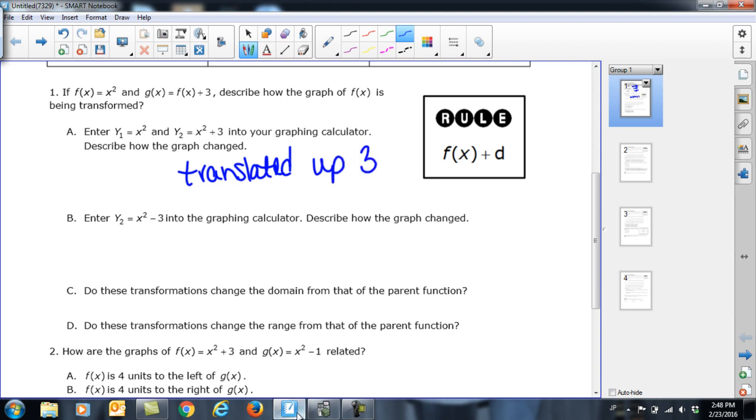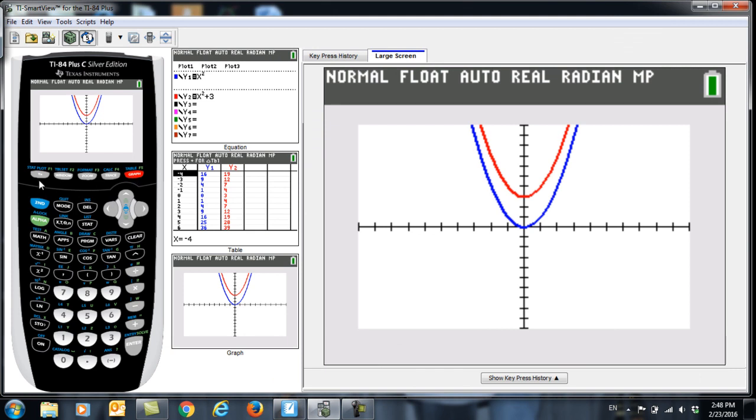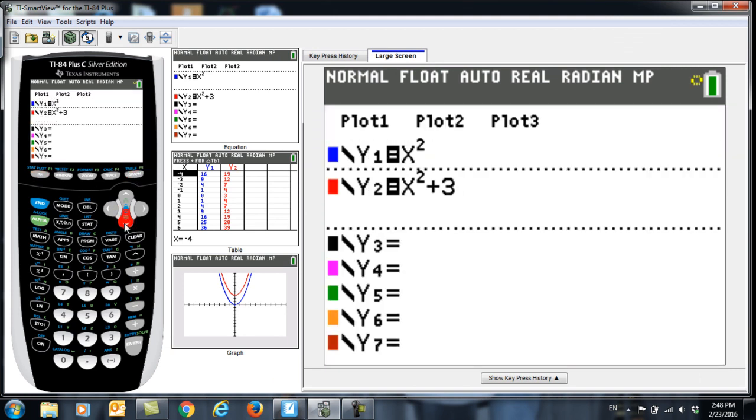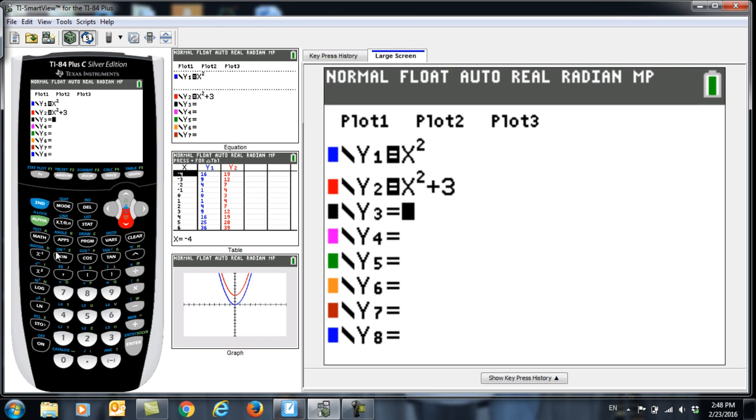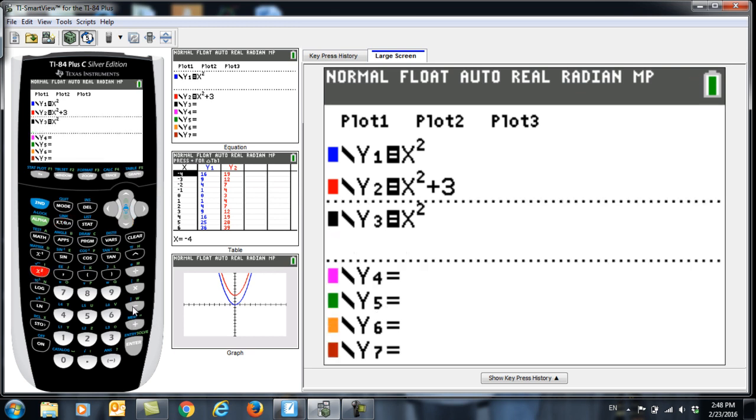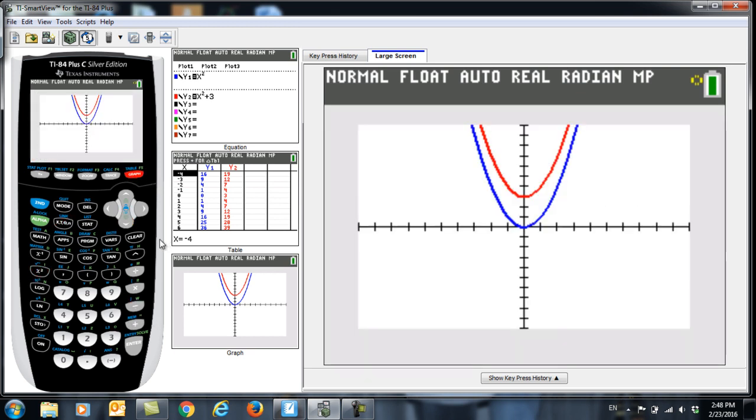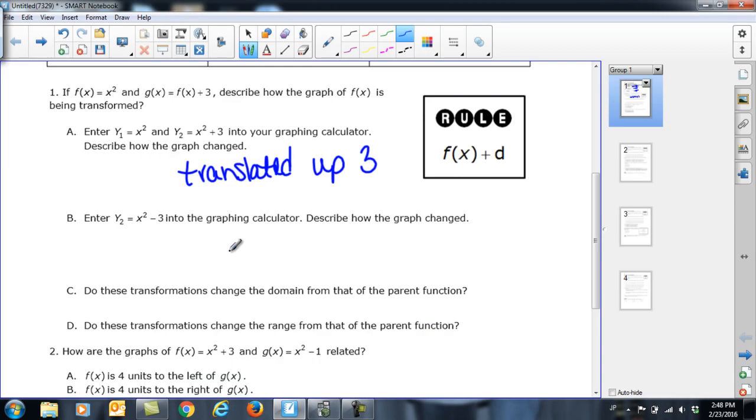So when I do x squared minus 3, I'm going to put it in as the third one, so you can see all three at the same time. Here will be the x squared minus 3, and so I've got my parent function in blue with the vertex at 0, 0, my x squared plus 3 with the vertex at 0, 3, and then my x squared minus 3 has a vertex down here at 0, negative 3. So that translates it down.